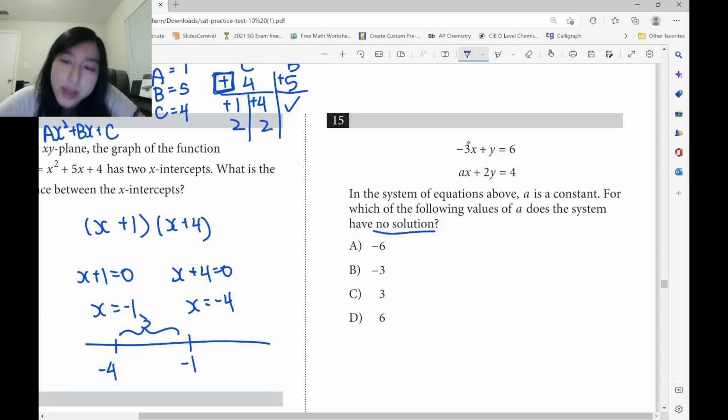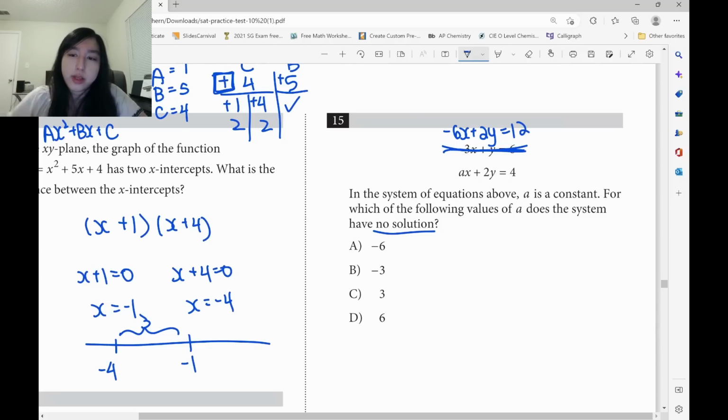So we can't tell if the x coefficients are the same because we don't know what a is. But since it's no solution, we need to make the y's the same. So y, 2y, we need to make y become 2y. We would multiply by 2. That's why negative 6x plus 2y equals 12.